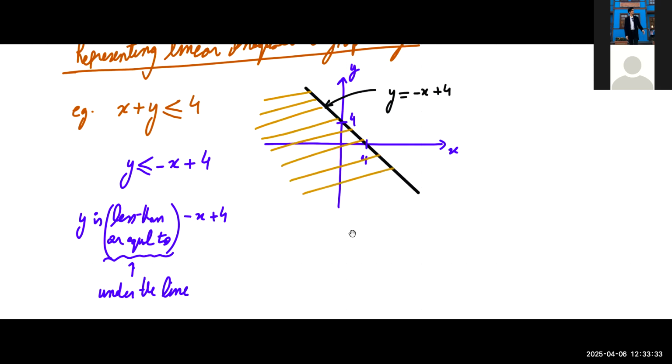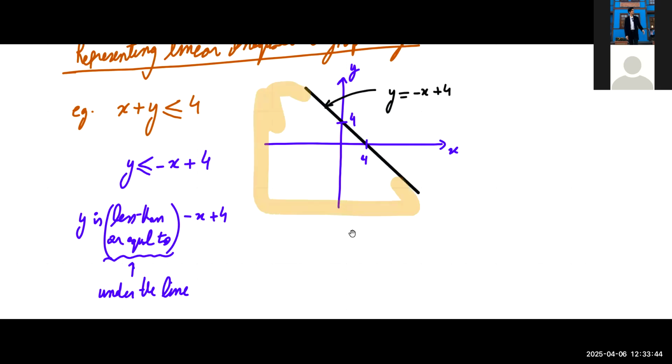So what does that even mean now, though? Right? What does that mean? That means that if I pick any point in this region, it will fulfill the inequality I have. So let me show you an example of what I mean. Can we pick a point that is very clearly in the region that I've just shaded? Like for example, this one.